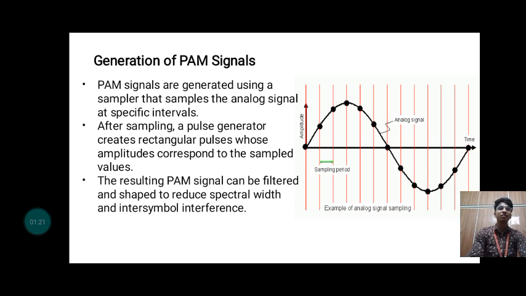Generation of PAM. PAM signals are generally generated using a sampler that samples the analog signal at specific intervals. After sampling, a pulse generator creates rectangular pulses whose amplitudes correspond to the sample values. The resulting PAM signal can be filtered and shaped to reduce spectral width and intersymbol interference.